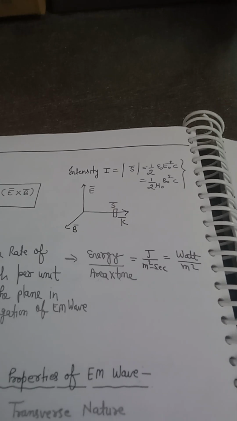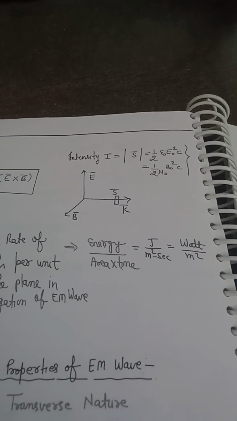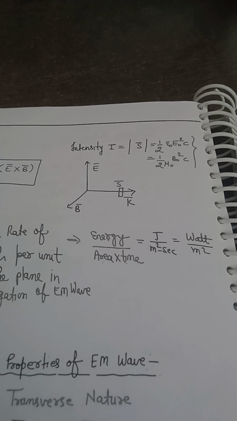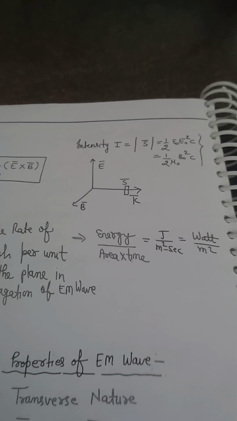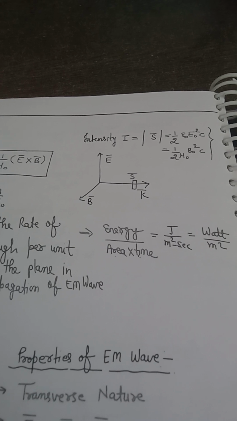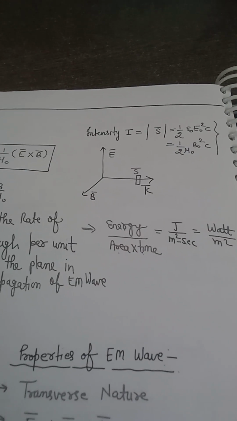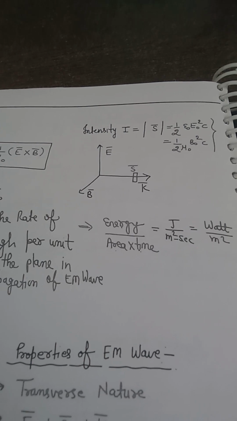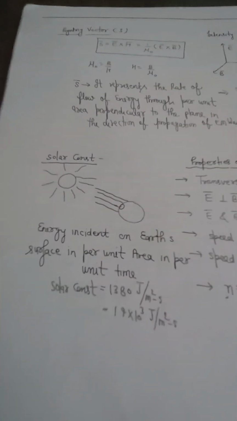Here you can see the figure. Intensity I = |S| = ε₀E₀²c/2 = (1/2μ₀)B₀²c. Its unit is energy upon area into time, that is joule per meter square second, or watt per meter square.